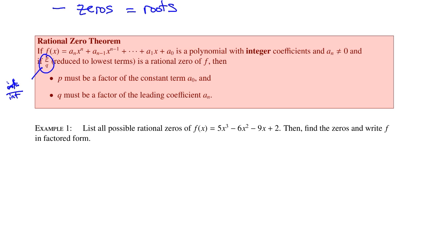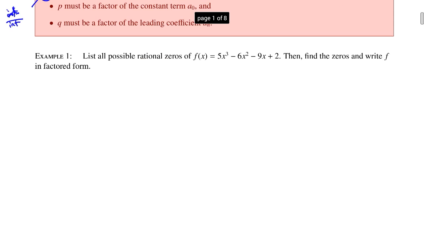Let's use the rational zero theorem in example 1. List all possible rational zeros of f of x is equal to 5x cubed minus 6x squared minus 9x plus 2. Then find the zeros and write f in factored form. So we're going to list the possible rational zeros, and I just call that the PRZ.